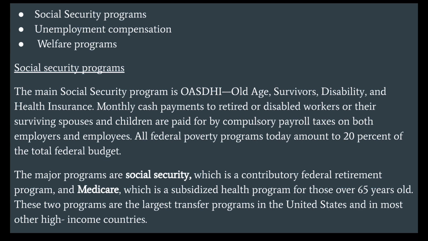All federal poverty programs today amount to 20% of the total federal budget. The major programs are Social Security, which is a contributory federal retirement program, and Medicare, which is a subsidized program for those over 65 years old. These two programs transfer payments in the United States and in most other high-income countries.